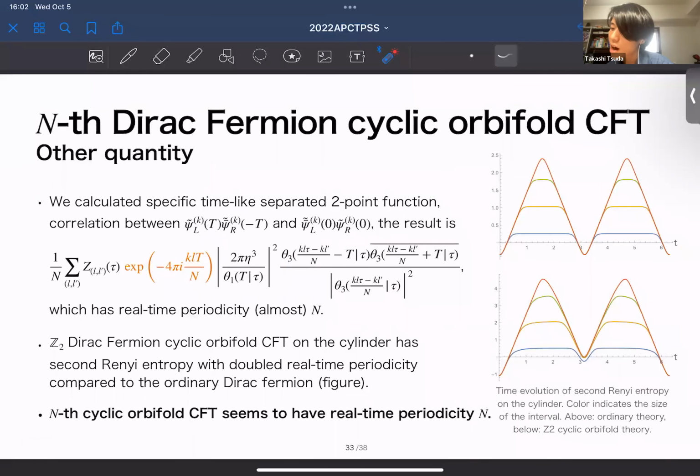So we move on to another quantity, like the time-like separated 2-point function. We calculated some specific 2-point function, and we find that this 2-point function has a real-time periodicity of almost n. And for another case, we consider the Z2 Dirac fermion cyclic orbifold CFT on the cylinder, and its second Renyi entropy has doubled real-time periodicity compared to the normal Dirac fermion case, like this.